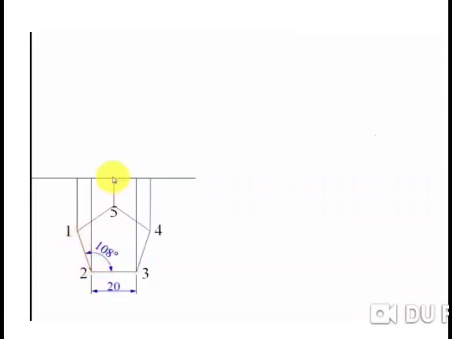Now take the divider having distance 20 mm, keep the metallic pointer of the divider here, draw one arc. Now metallic pointer here, draw one arc. Where the two arcs intersect, that is the point 5. And join all these lines, we will get the pentagon, that is 5 sides.